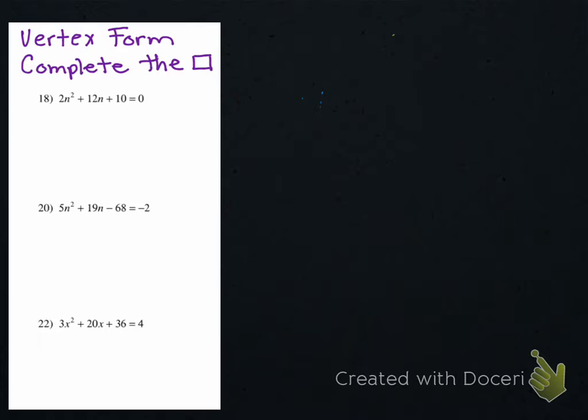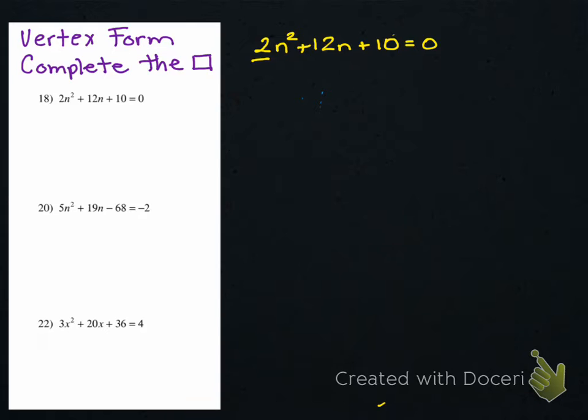Now I'm going to start with my first equation. That's number 18. It is 2n squared plus 12n plus 10 equal to 0. The first thing we want to make note of when we are putting something in vertex form or when we're completing the square is we do not want a coefficient on our quadratic. And so I'm going to want to take care of that.